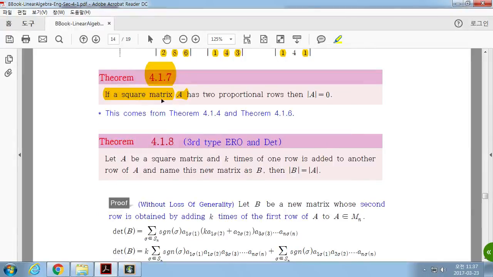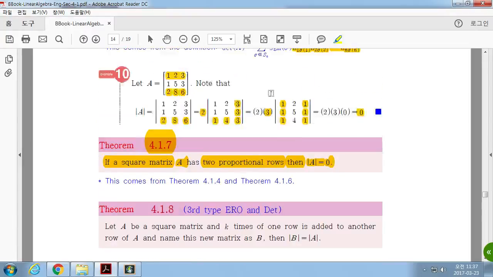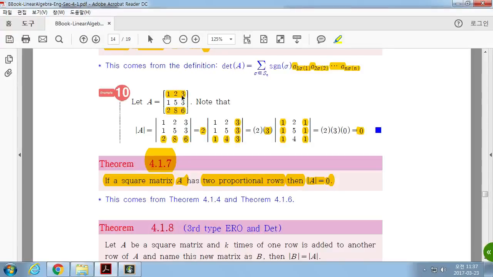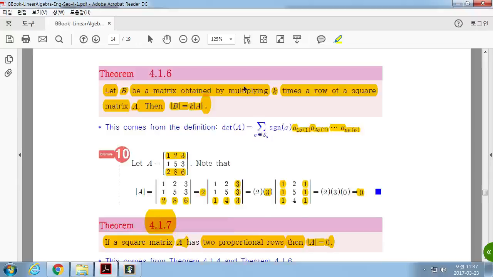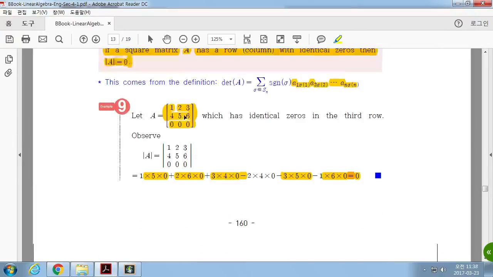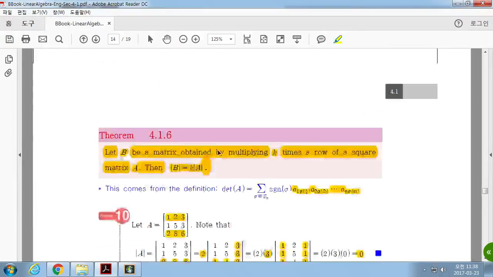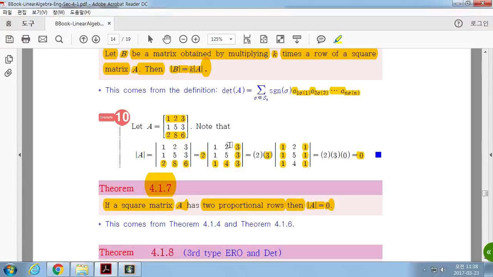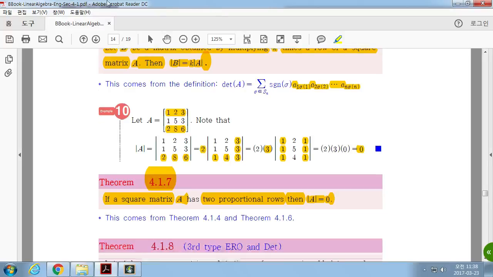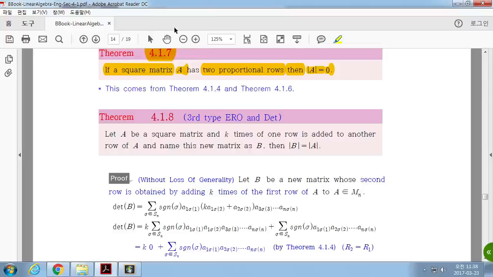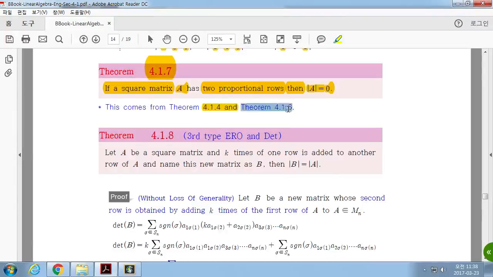Next. If a square matrix has 2 proportional rows, then the determinant of the matrix is always 0. Why? If one row is proportional to the others, then you can factor that multiple outside. Then you have 2 identical rows, so the determinant of that matrix is 0. So 0 times that k multiple is always 0. That comes from the earlier 2 theorems.